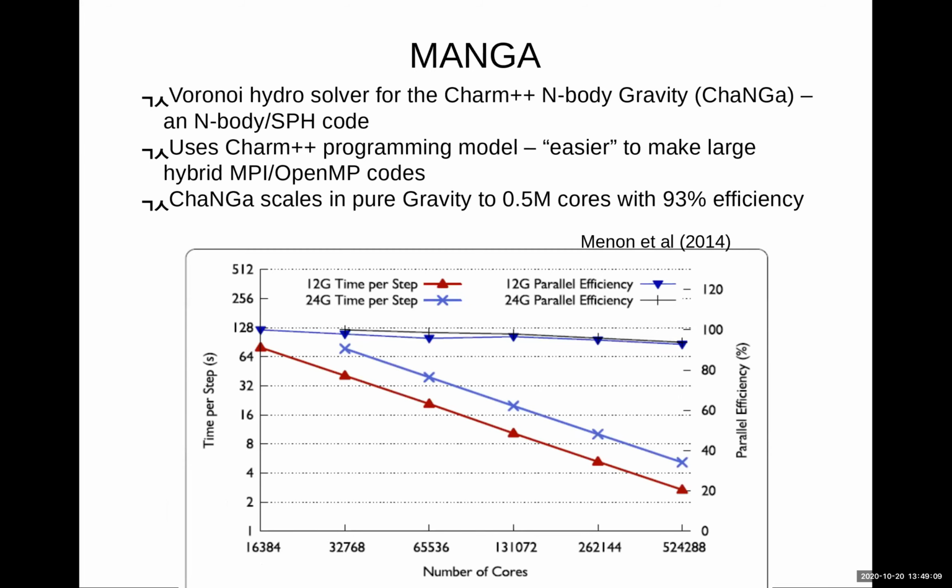I'm going to talk a little. MANGA is based on a Voronoi hydrosolver for Charm++ plus N-body gravity, or the ChaNGa code, which is an N-body SPH code. It basically uses the Charm++ programming model. Everyone knows what Charm++ is. This is here because usually I give this talk to astronomy people who ask, what's Charm++? I have no idea. It basically makes it easier to write hybrid codes. All right, and ChaNGa. This is a very old plot now, like 2014, but it's still true. ChaNGa still scales pretty well in pure gravity up to about 500,000 cores, at 93% efficiency.